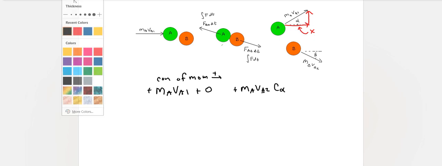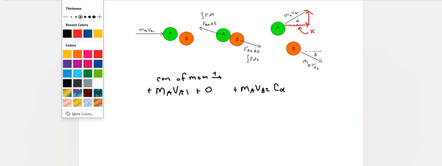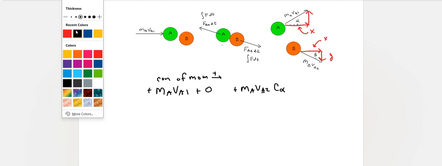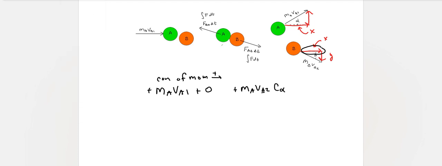Okay, now let's talk about the other one, and I'll go ahead and change colors. So this momentum vector, the hypotenuse, is mass B times VB2. We can write it in component form. That would be the x component of that momentum vector. This one is the y component of that momentum vector. And the x component is adjacent to the angle that I've called beta. That's that angle right there.